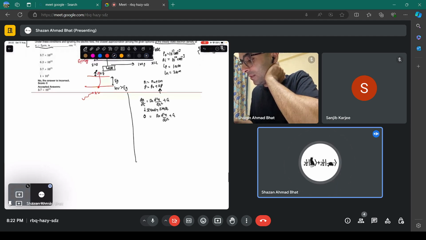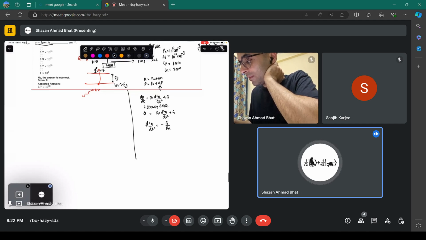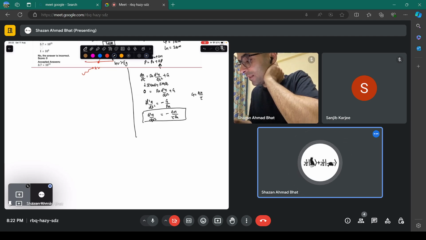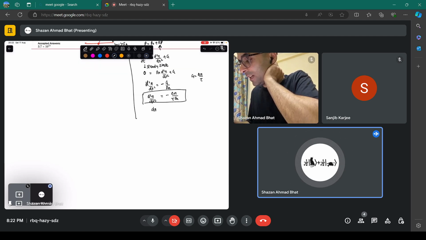Let's write d²n/dx² equivalent to minus g divided by D_n, and let's write g as Δn divided by τ, so it is Δn/(τ D_n) times d²n/dx², and then you have to solve this. How do you solve? You write dn/dx equivalent to minus Δn/(τ D_n) times x plus a. This is the constant of integration.